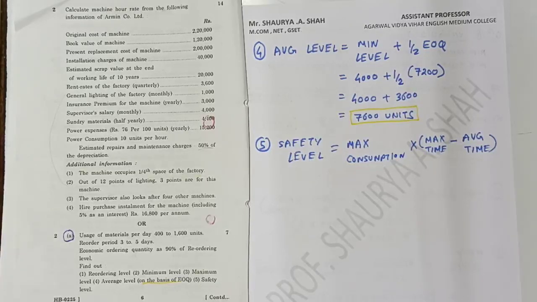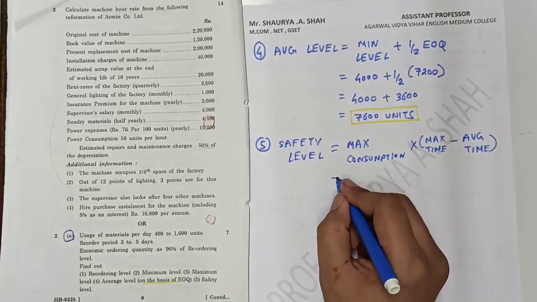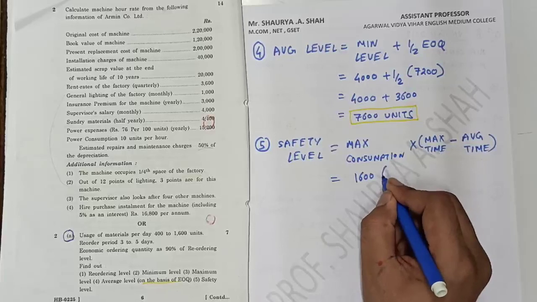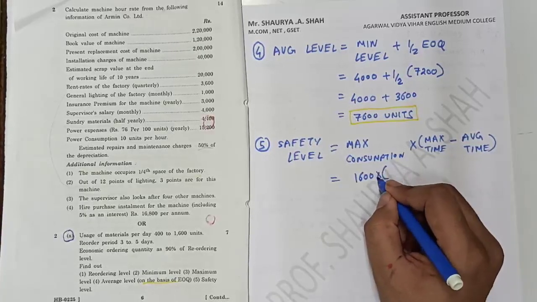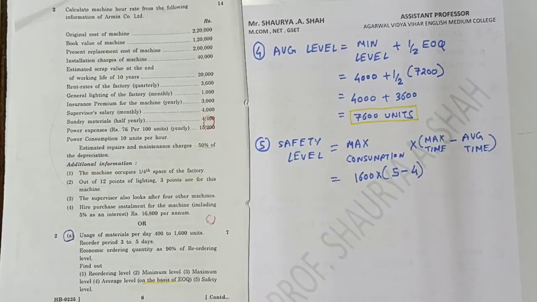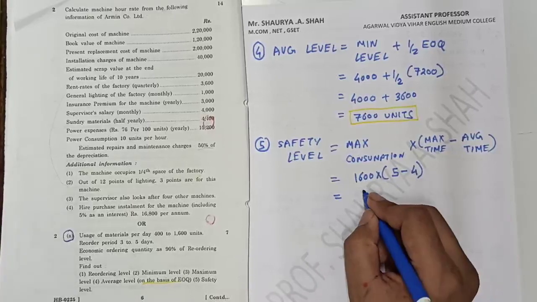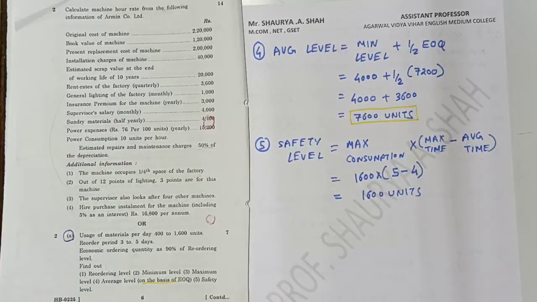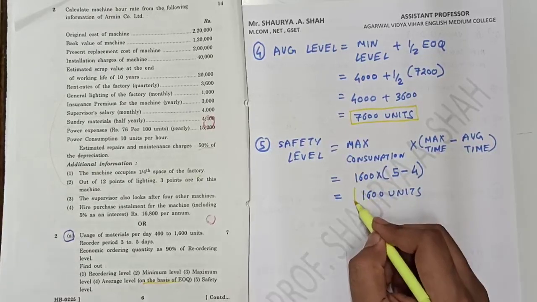Again, you need to practice this sum with the formula so that it is very much easy for you. Putting up the particulars, what is my maximum consumption? We have found out 1600 units. Maximum time is 5 days minus average time, that is 4 days. And suppose it is clear, right? Average time is 4 days and maximum time is 5 days. So when I solve this, 1600 into 1 gives me the same answer of 1600 units. So what is my safety level? Safety level is 1600 units.